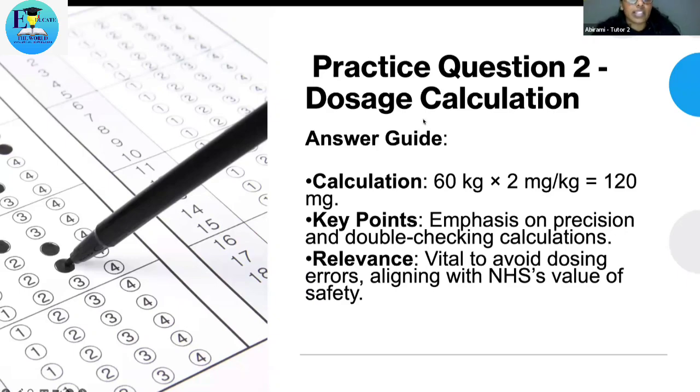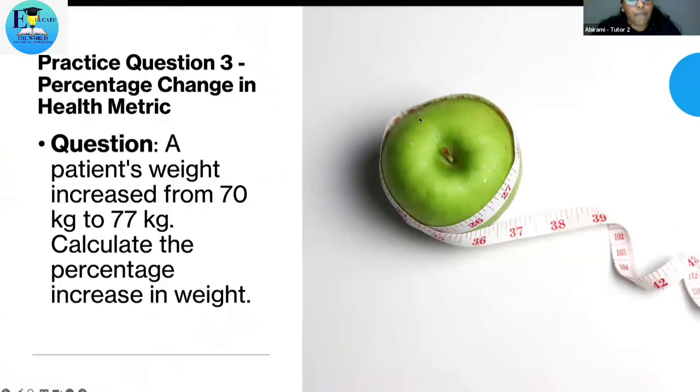And don't worry, you should be able to practice this, so don't worry if you're not too sure yet. So question 3, again, a very common one. This is about looking at percentage change or percentage difference. And you should have done this probably during GCSE, but just as a refresher. So a patient's weight has increased from 70 kilograms to 77 kilograms. Calculate the percentage increase in weight. And again, this is just another equation that you have to learn, which is percentage change.